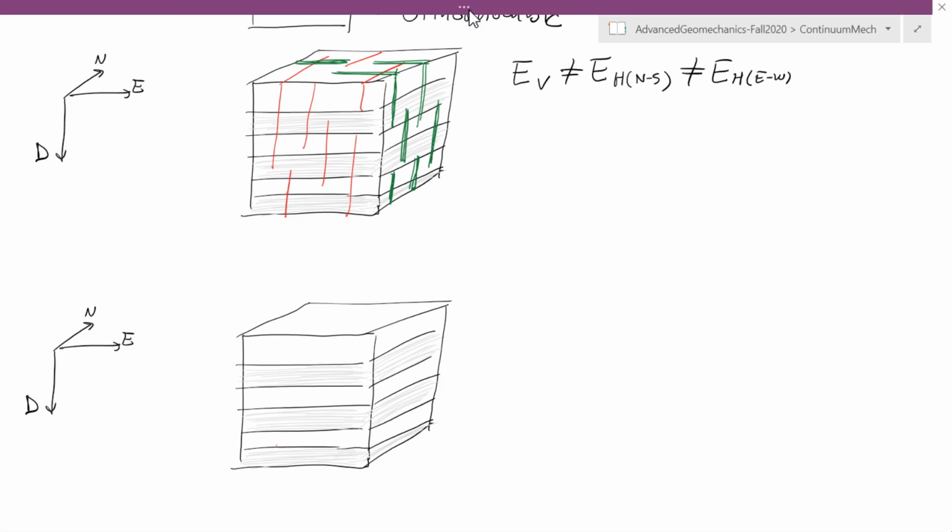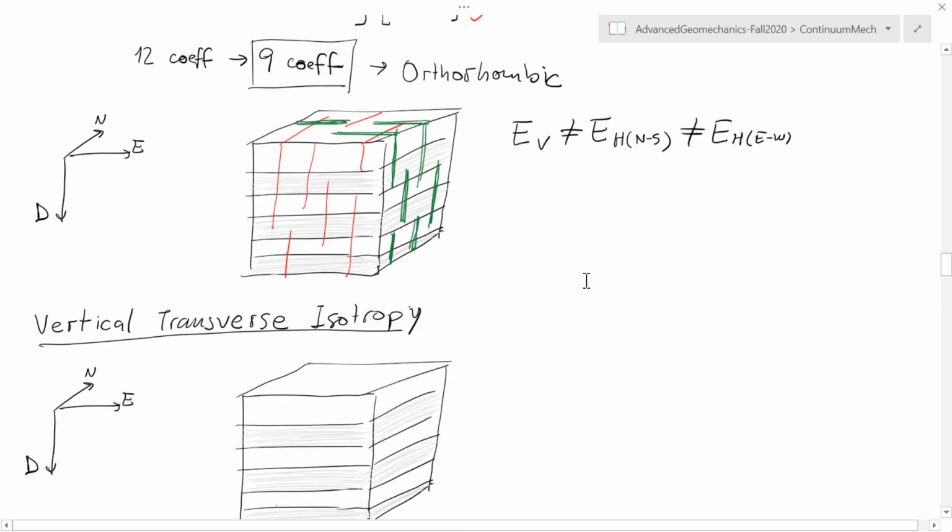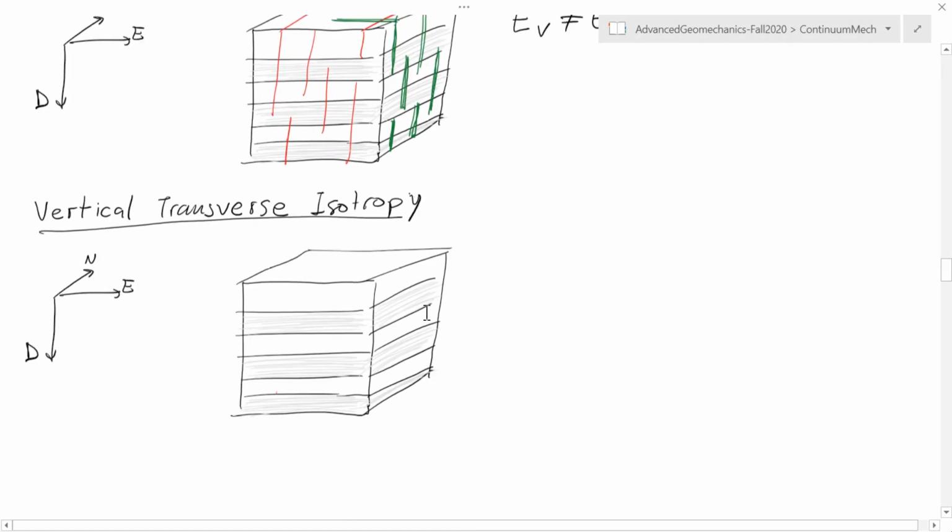This is what is called a vertical transverse isotropic material, or vertical transverse isotropy. Let's just keep it like that. So remember, the first one was orthorhombic, this one is vertical transverse isotropy.